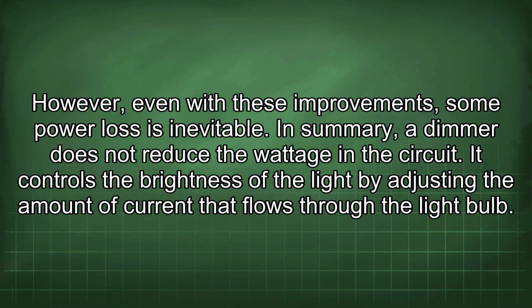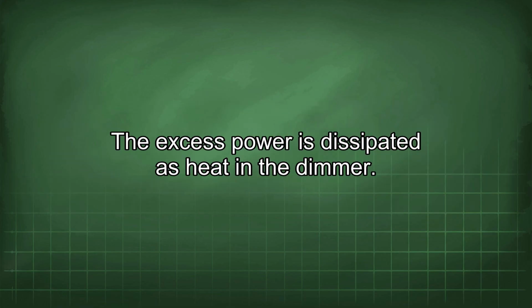In summary, a dimmer does not reduce the wattage in the circuit. It controls the brightness of the light by adjusting the amount of current that flows through the light bulb. The excess power is dissipated as heat in the dimmer.